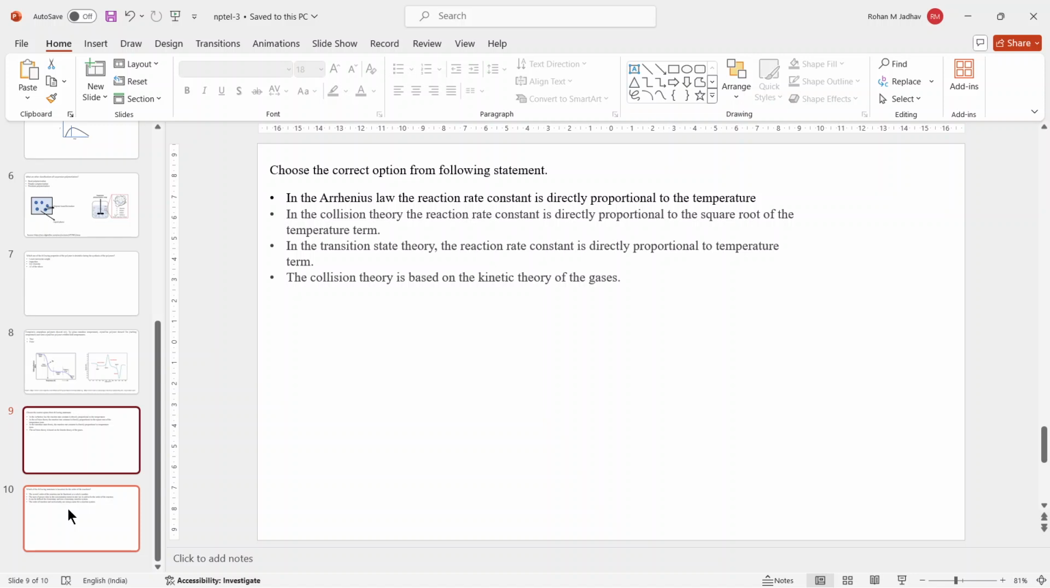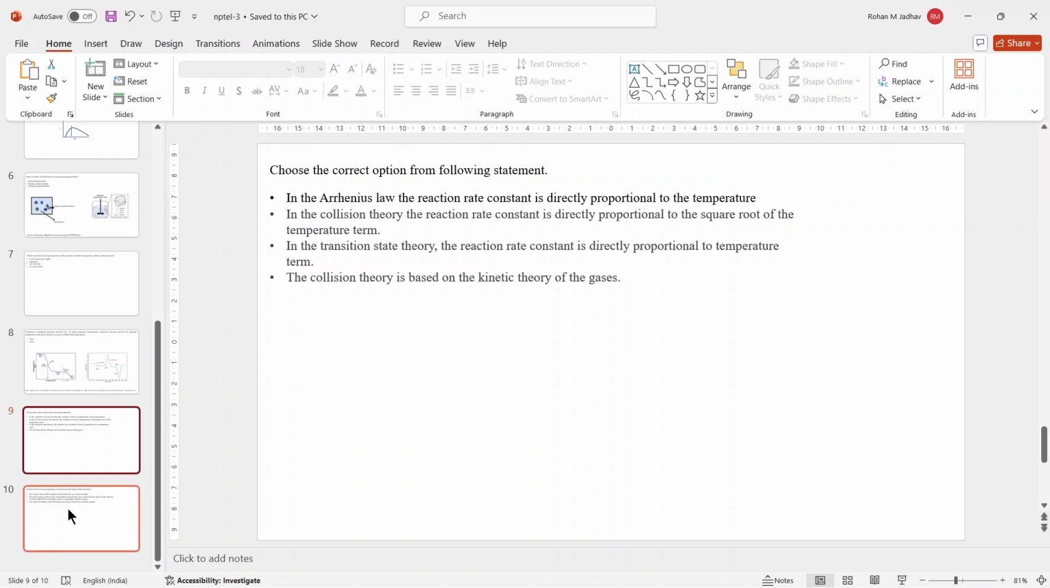So first of all, we have: in the Arrhenius law, the reaction rate constant is directly proportional to the temperature. So we know how the Arrhenius equation looks like. Okay, you already know the definition of it, that the rate constant is not exactly proportional to temperature. As the temperature slightly increases, the rate constant is doubled, and it increases exponentially with respect to that. Okay, so the first statement is definitely not true.